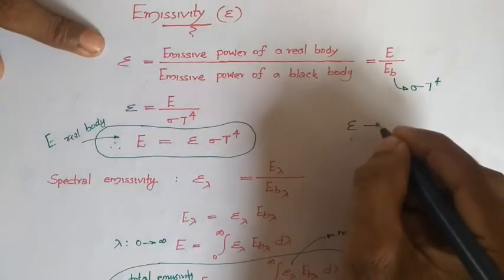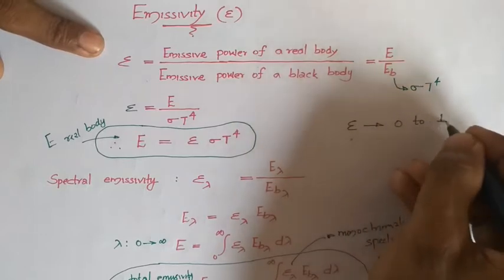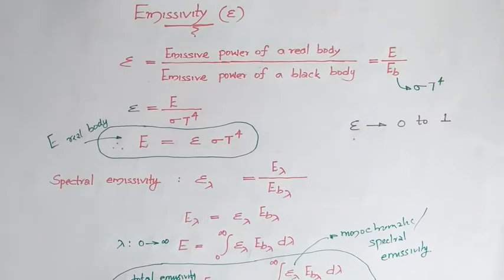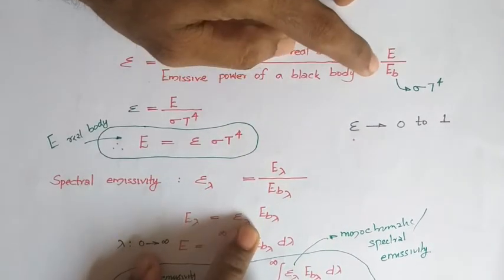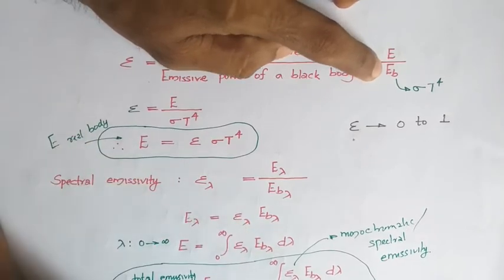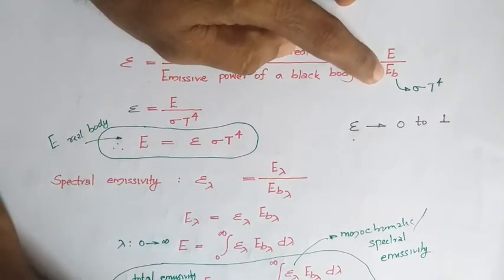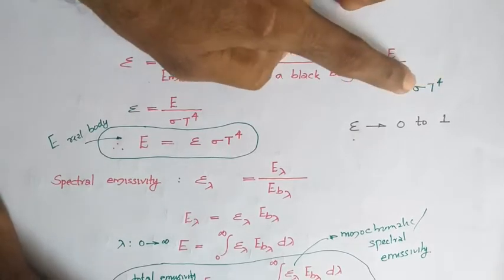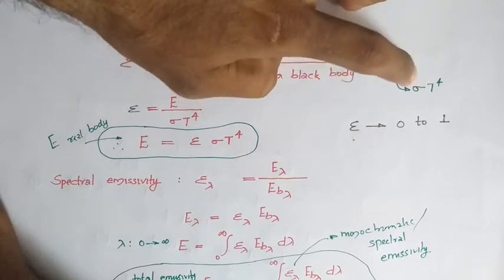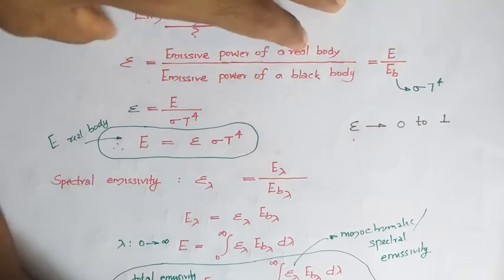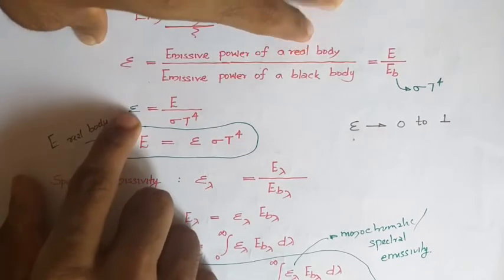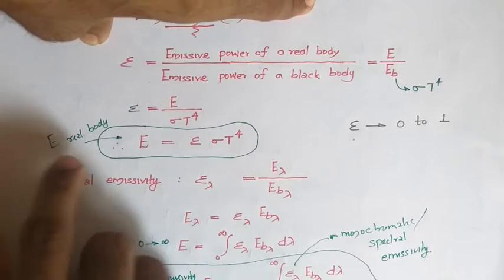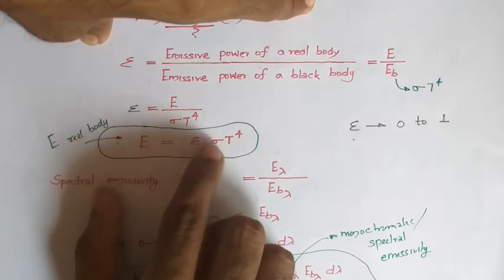This emissivity varies from 0 to 1, and it is equal to 1 for a black body, and we know that this can be written as E by EB. From the previous Stefan Boltzmann law, the total emissive power of a black body is proportional to the fourth power of absolute temperature. This is equated to sigma T raised to 4, where sigma is known as the Stefan Boltzmann constant. So you can write emissivity epsilon equal to E divided by sigma T raised to 4. Therefore, for any real body, you can write the emissive power as epsilon into sigma T raised to 4.